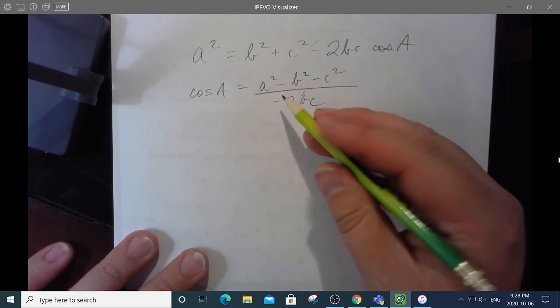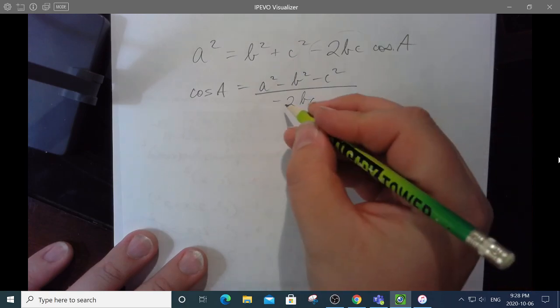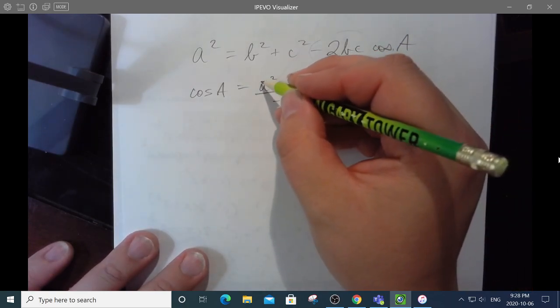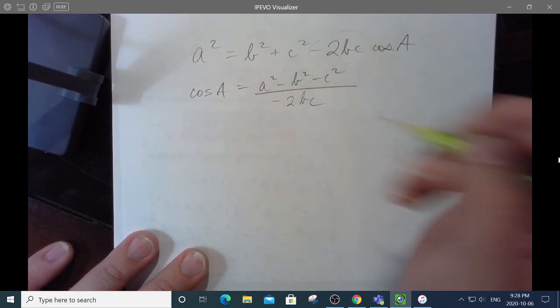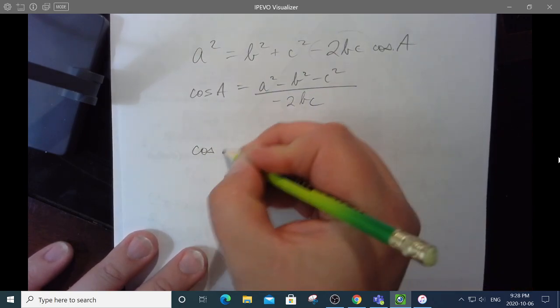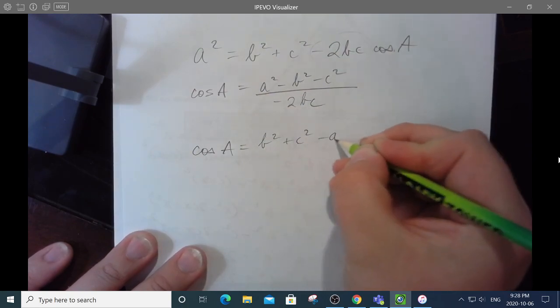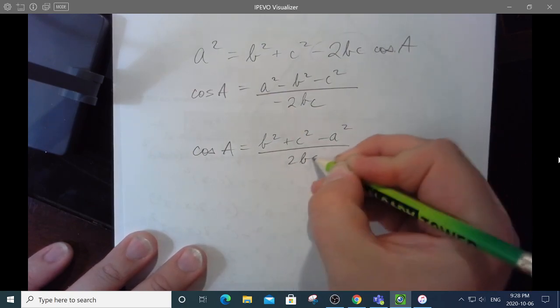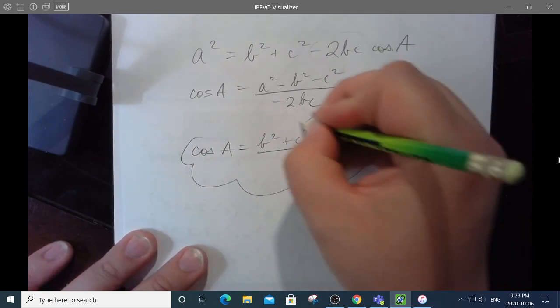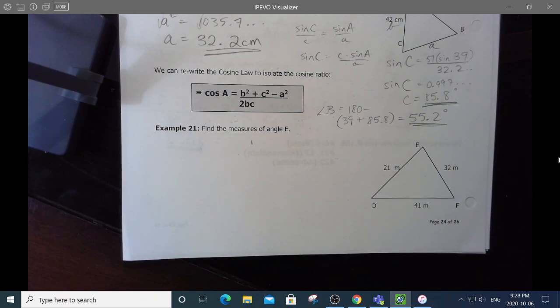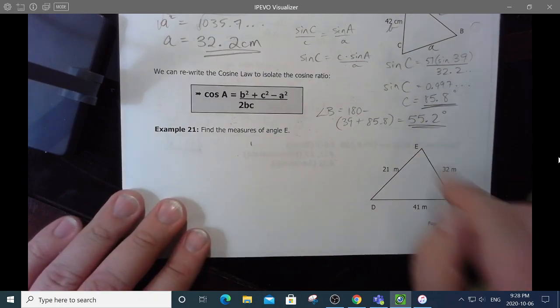And now, most people don't use the formula this way. Most people don't like this extra negative here. So how about I factor a negative out of the top and then cancel it with the negative on the bottom? So the cosine of angle A is b squared plus c squared minus a squared all over 2bc. And that's the way your book has you remember that formula. So that's what we're going to use here to find angle E.